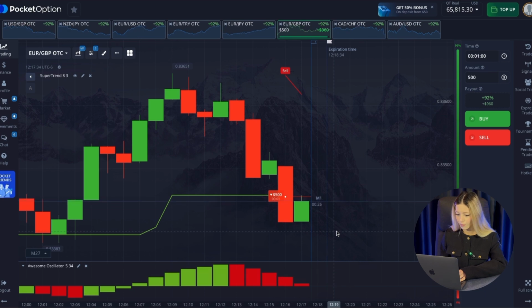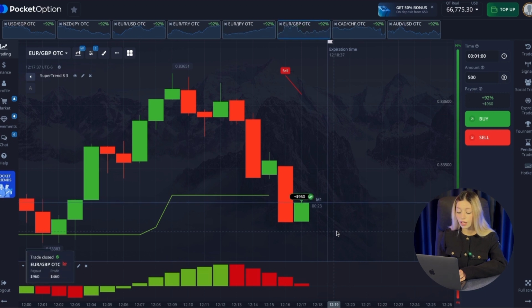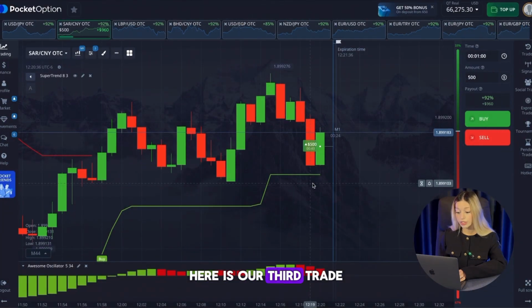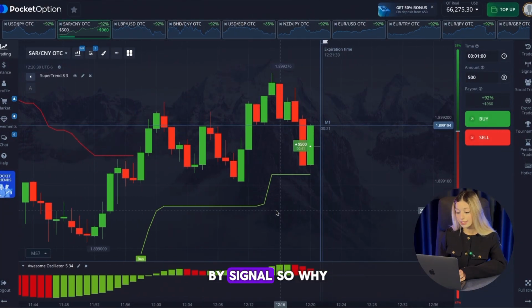Waiting. Okay, the trade closes in profit, guys. Here is our third trade. This is a textbook buy signal.